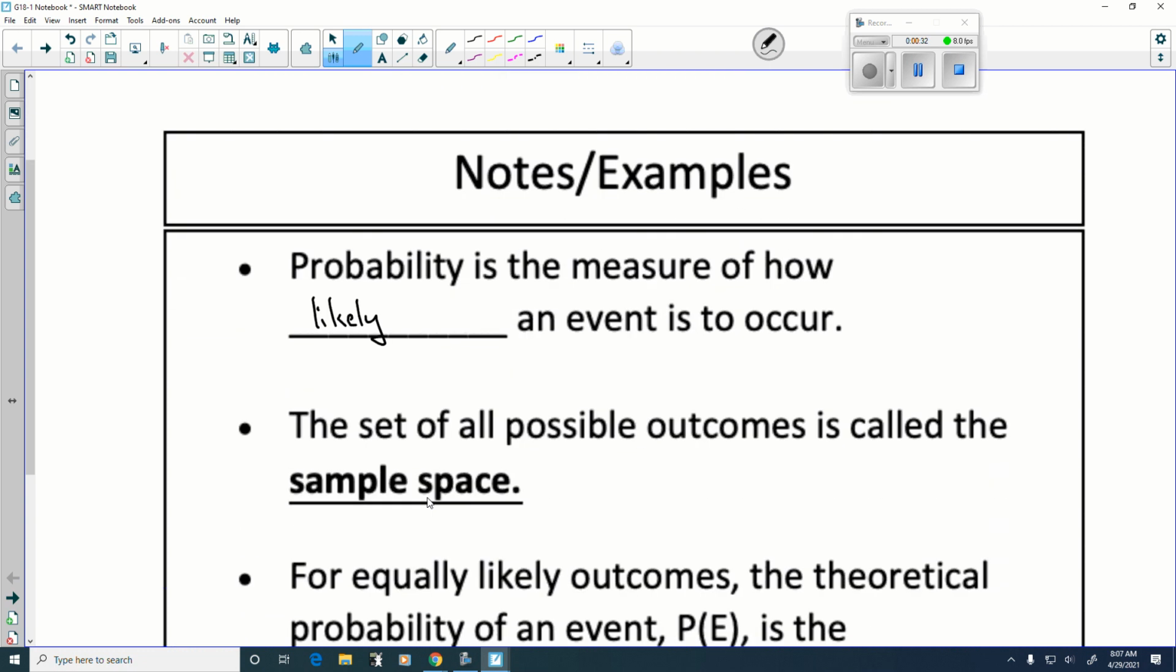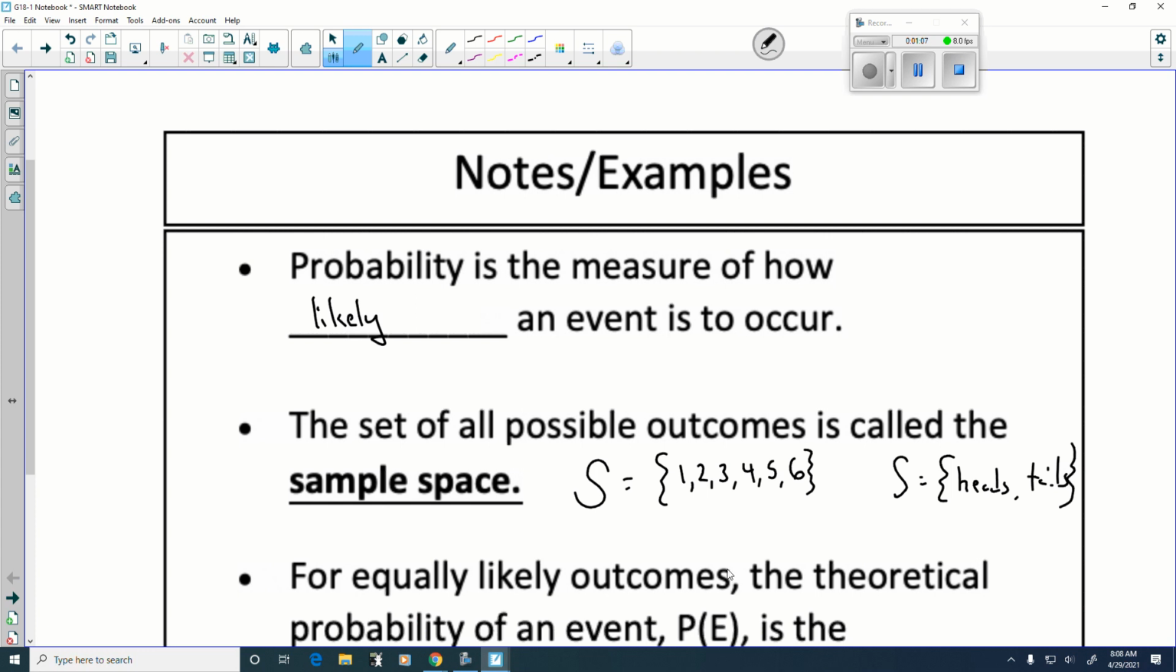The set of all possible outcomes is called the sample space. A lot of times the sample space is given a capital letter S, and we'll put the actual events in brackets like this. So for example, the sample space when I roll a die is this. The sample space when I flip a coin is this. So it's a list of all the possible outcomes that could happen in that particular scenario.